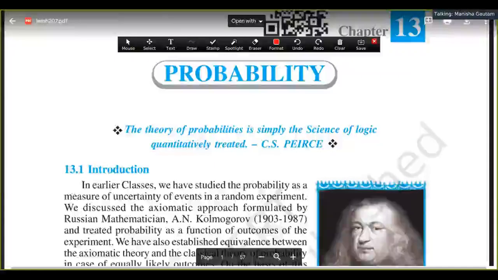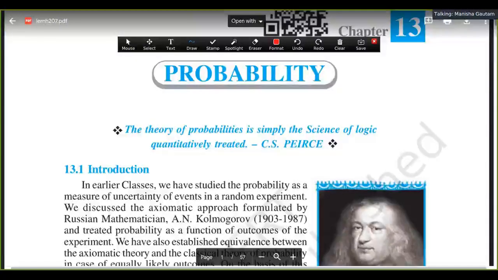Good morning, students. Today we will start chapter 13, probability. This is a topic which we have been studying from class 9th. In 9th class, we just got an idea of the definition of probability, and in class 10th, more than that. In class 11th, we used algebra of sets in probability. Now in class 12th, we will start this probability chapter with the topic conditional probability.